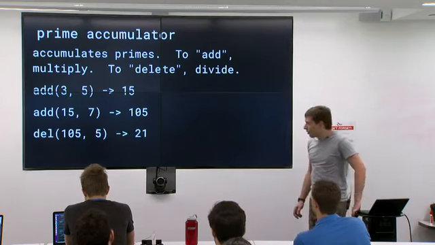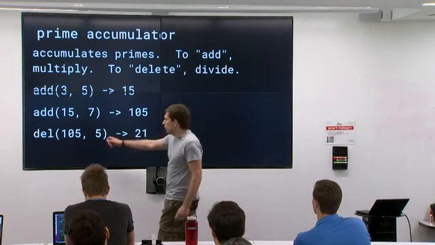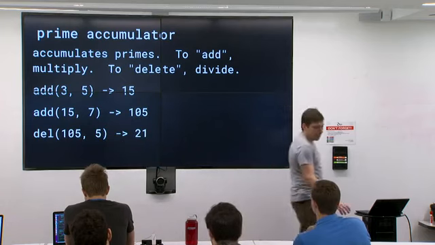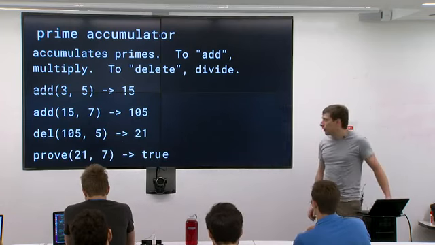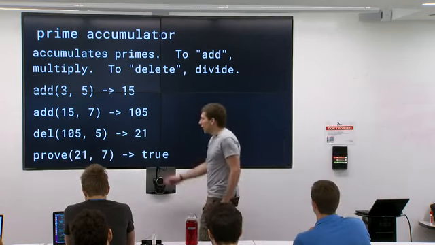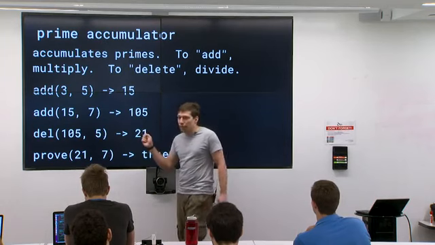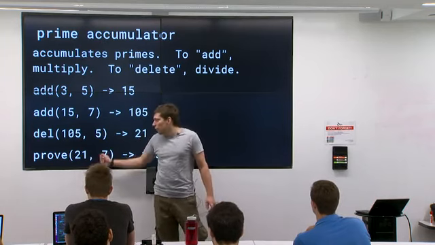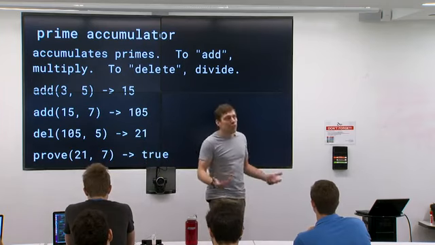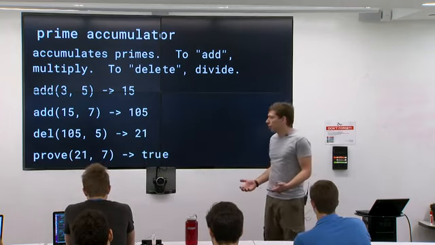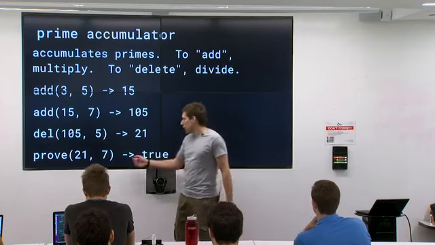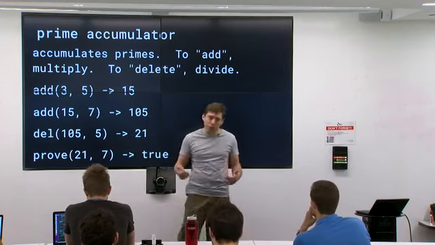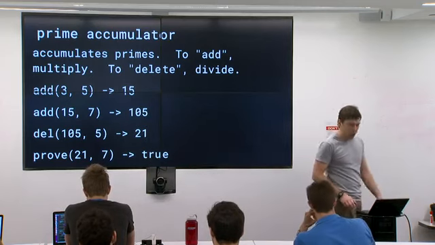And if you want to delete, you can say, okay, I'm going to delete the number 5 from this accumulator. Just divide. Now I get 21. And then I want to prove 7 is in there. So I can say, hey, 7 is in this accumulator. It was added but not deleted. And I can do that, right? I try to divide 21 by 7, and it worked. I want to make sure there's no remainder, that it divides evenly. So I get a true. If I divide 21 by 7, I get 3, a regular old natural number. It works.